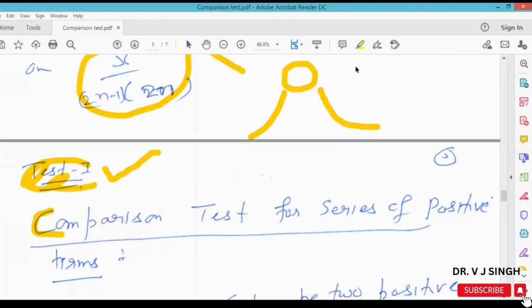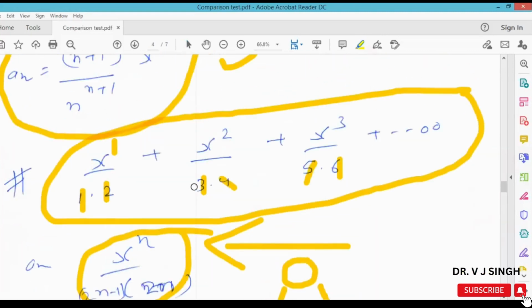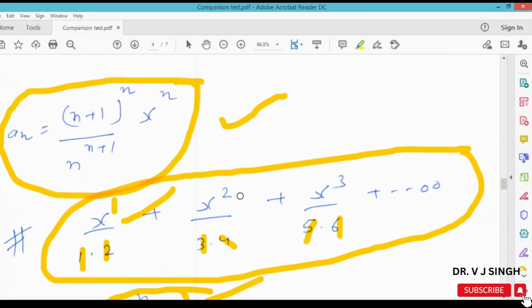Let's move ahead; the rest will be easier. First is the comparison test, the comparison test for series of positive terms. These are all positive term series tests. Positive term means all the terms are positive, like this. All the terms are positive.